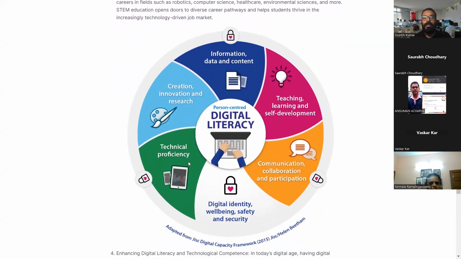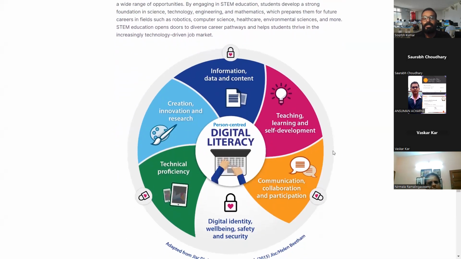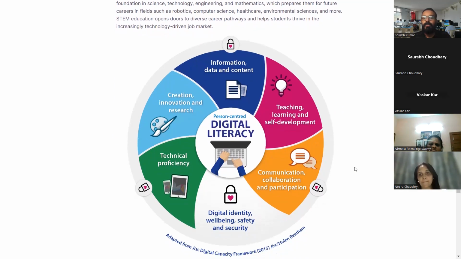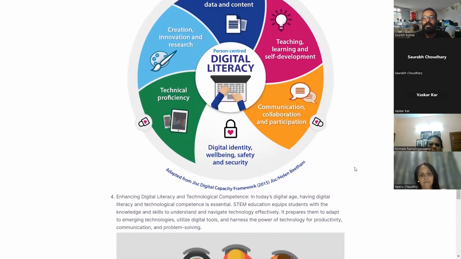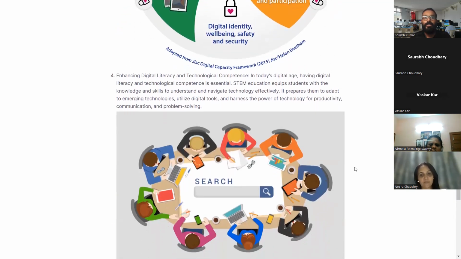It has the following functionality as well, like person-centered digital literacy. We will teach them the concept of self-development. And if they work in a team to solve a problem, then obviously they will learn the concept of leadership and equal collaboration. Like, we are having the collaboration right now. I'm sharing my knowledge. If some teachers have knowledge in this domain, they can also come forward and help other fellow teachers learn throughout the process. So they will get technical proficiency, creation and innovation, along with research work.